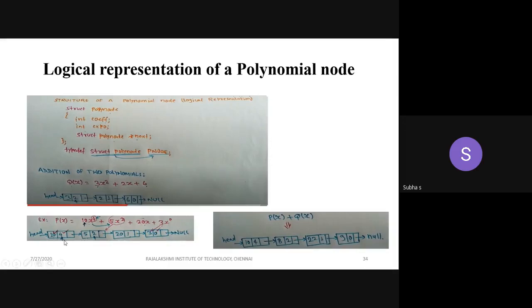Okay. So look at the power. No need to bother about the coefficient now because we are going to check the power only. Here in polynomial 1, your power is 2, but here the power is 4. This one is greater. So you have to create a new node in the resultant polynomial with the same coefficient and the same power. For any node creation, we know the logic: new node equal to malloc of size of struct node. So just place this node here.